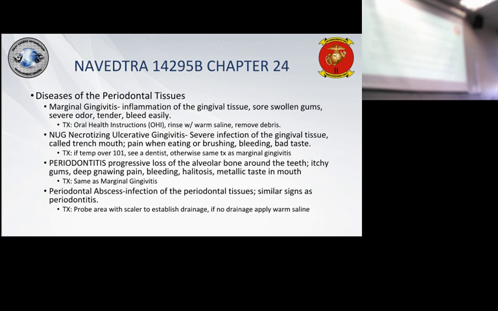So diseases of periodontal tissues: marginal gingivitis, that's the inflammation of gingival tissue. And let's see, necrotizing ulcerative gingivitis. So it could ask you, like, what kind of gingivitis is this? And, you know, necrotizing is going to be severe because it's rotting tissue, right? Periodontitis, progressive loss of alveolar bone around the teeth. The same treatment as the marginal gingivitis, and then the periodontal abscess, which you said is an infection of the tissues.